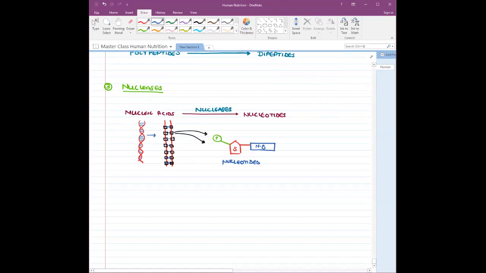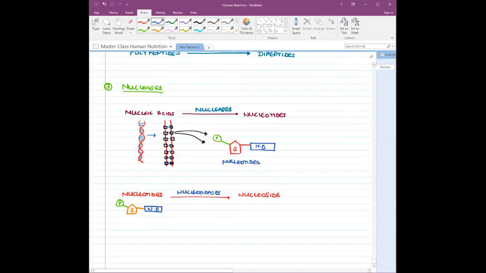The moment we get nucleotides, they are going to be acted upon by nucleotidases and converted into nucleosides. We'll see what that is. So once again, nucleotides. I told you how a nucleotide is: a phosphate group, plus your pentose sugar, plus your nitrogen base. This is your nucleotide, right?